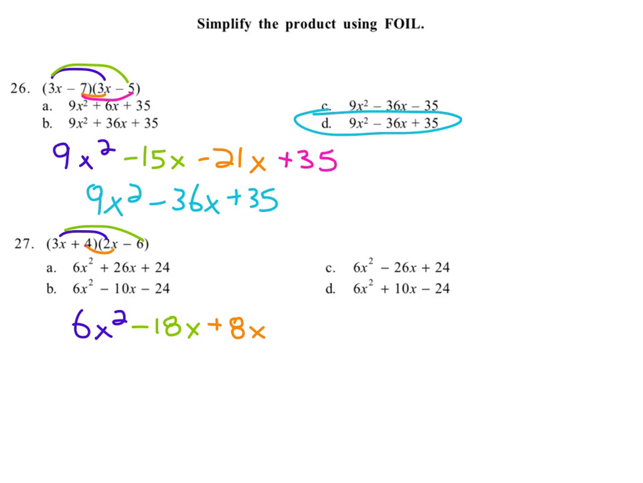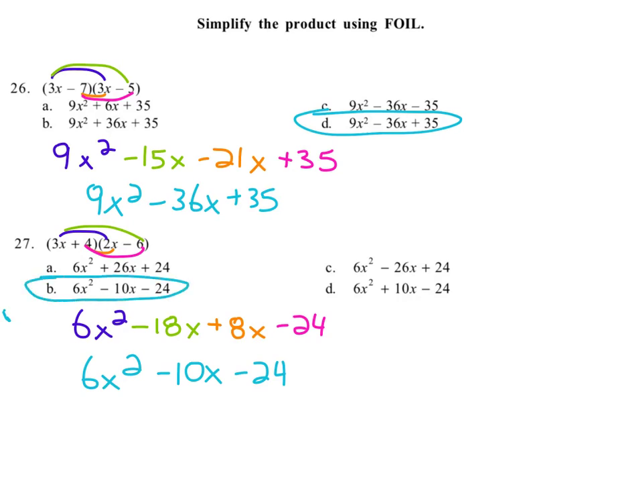And last, 4 times negative 6, negative 24. What do they combine to be? Well, the middle terms combine. We've got 6x squared stays what it is. That negative 18x and the positive 8x become negative 10x when we combine them. And the negative 24 at the end. 6x squared minus 10x minus 24, that's B.